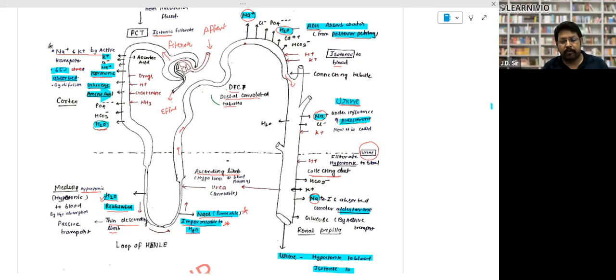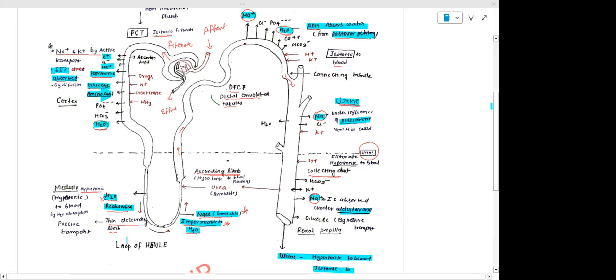Tell me if you have any difficulty or any doubt. And tell me if you have not got any point. Go through it quickly. It is important, not just important, it's very important.